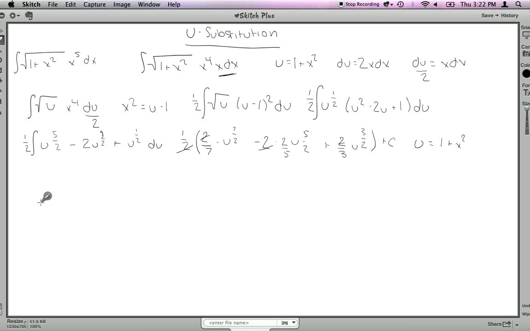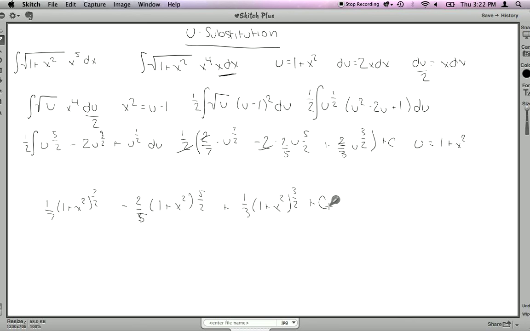Alright, let's do it. Our final answer will be 1/7 times 1 plus x squared raised to the 7/2, minus 2/3 1 plus x squared, that's 2/5 to the 5/2. And lastly, plus 1/3 1 plus x squared, all of that raised to 3/2. And don't forget your c.